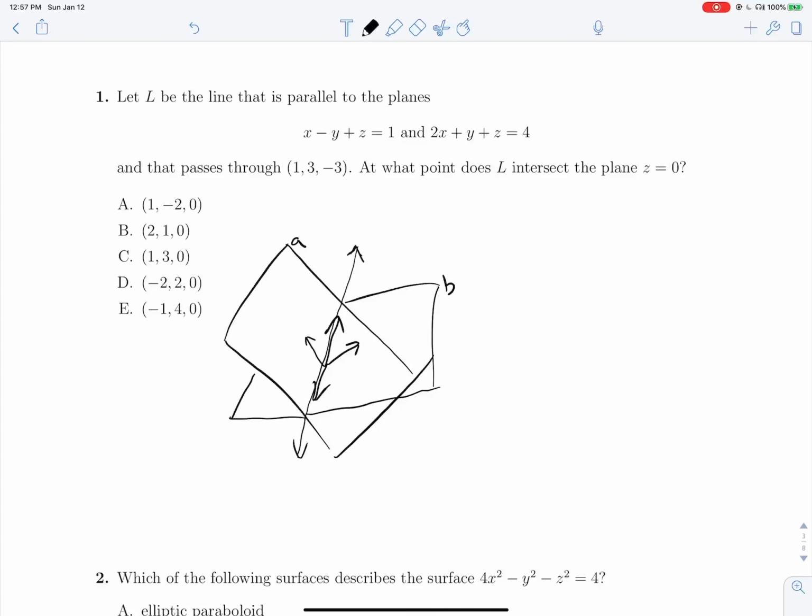We know that we can pull the normal vectors out of these two planes by looking at the coefficients. So we're taking the cross product of 1, -1, 1 with 2, 1, 1. And then we're just going to adjust it so that we make sure it passes through this point. So this cross product is going to give us, let's see, -2, -3.